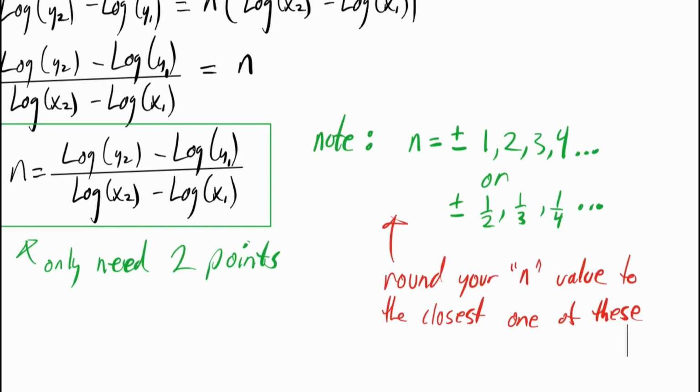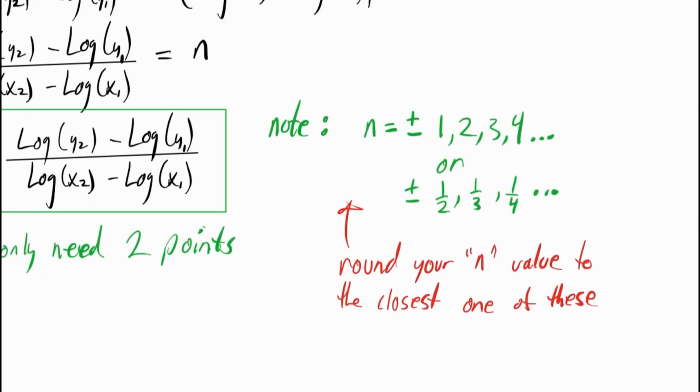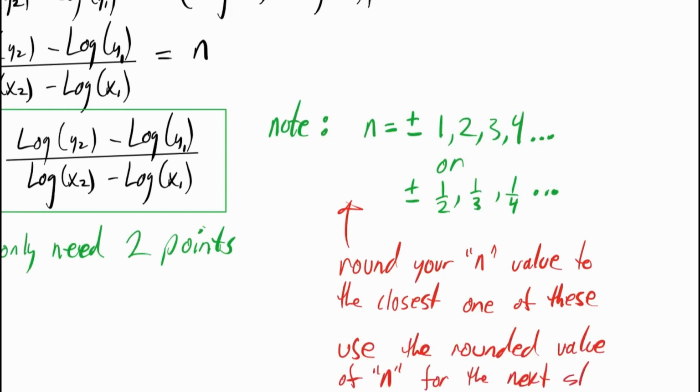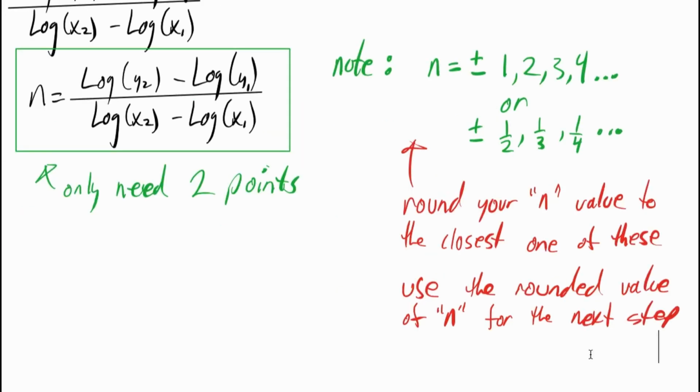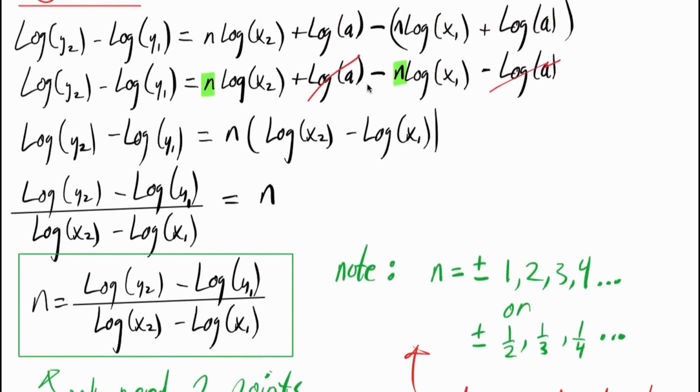So if you got n equal to 0.9899, you would round that to a 1. Or let's say you got negative 0.2435, whatever, something like that. That is closest to a negative quarter. So you would round it to negative 1/4. And the other thing that is important to note is you use the rounded value of n for your next step. All right, so the next step, of course, is we have to determine what the a value is.